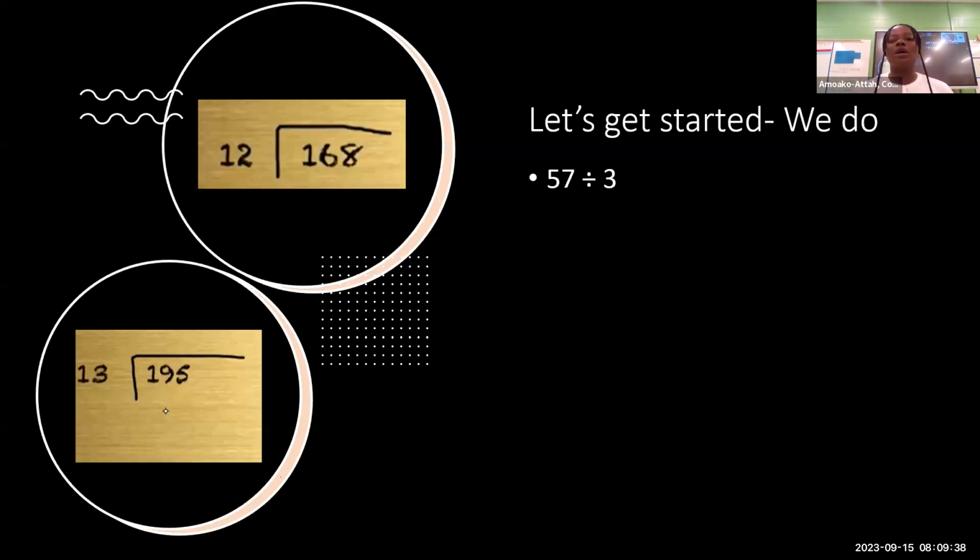All right, so let's quickly look at how we are going to solve this problem. Let's start with this one. You move from known to unknown, or the basic before you move to the complex. So we are solving 57 divided by 3. How do you solve this? We are going to use a manipulative to solve it, using the long division as well.